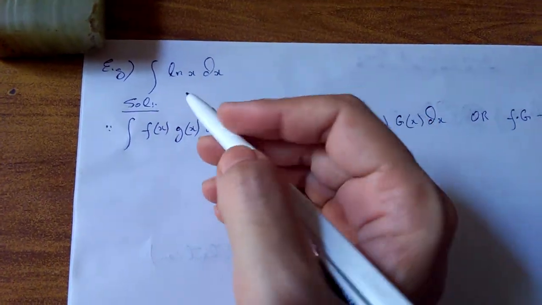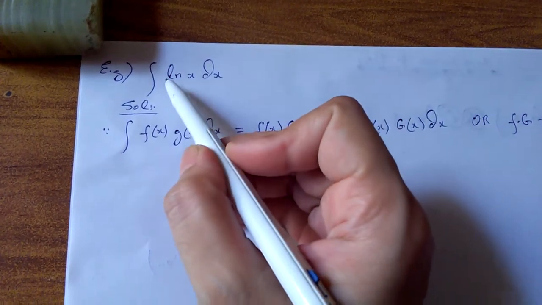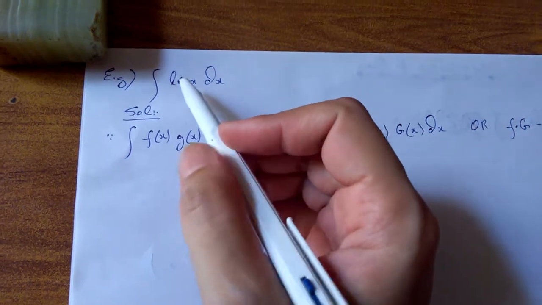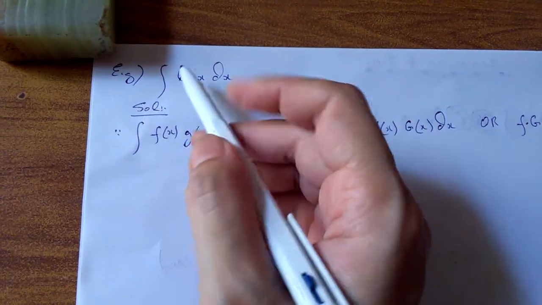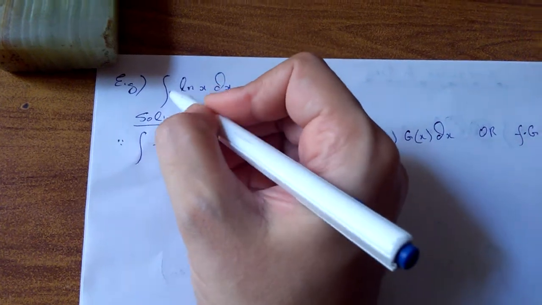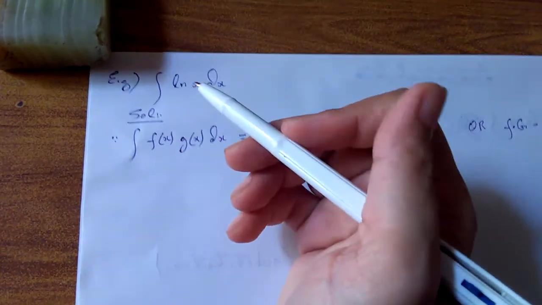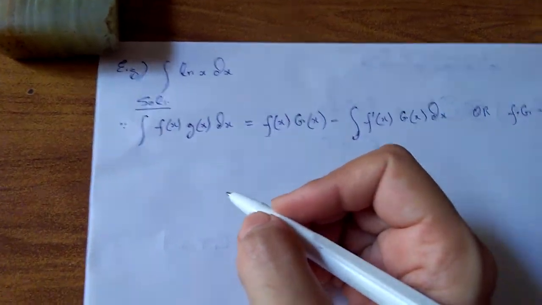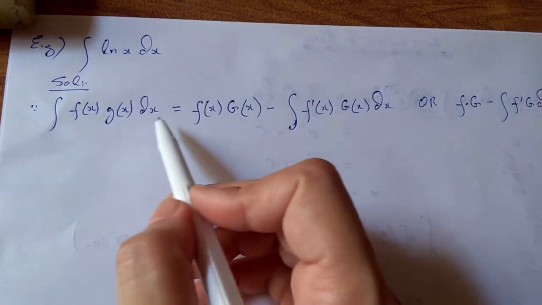Now the question perhaps comes to your mind that the integrand is not expressed here as a product of two functions. So just look at it more deeply. If we simply put 1 over here, 1 into ln x gives you ln x. So this is the product of two functions, out of which one function is the unit function, that is 1. So this is the formula for integration by parts.